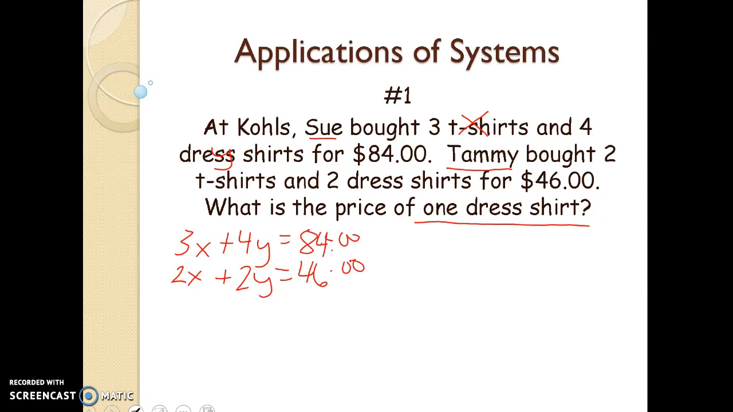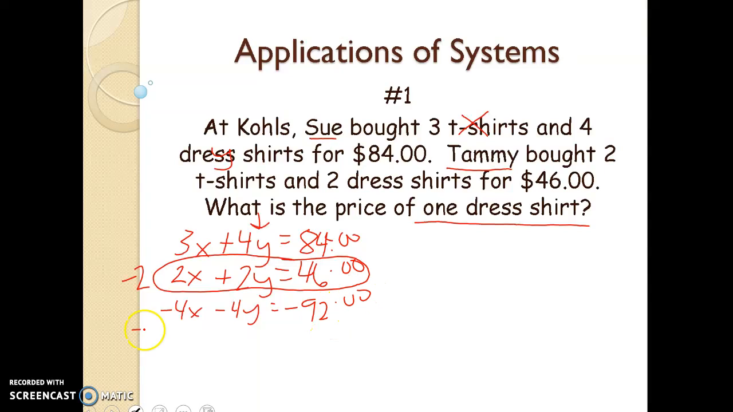If we try to figure out how to solve this using substitution or elimination, both will work. However, I'm going to try to eliminate the y's. We have a 4y in the top equation, and if I take the second equation and multiply it by -2, then this y is going to be a -2y. If I do that with the whole thing, 2x becomes -4x, 2y becomes -4y, and 46 becomes -92. Then I'm going to add this equation with this equation.